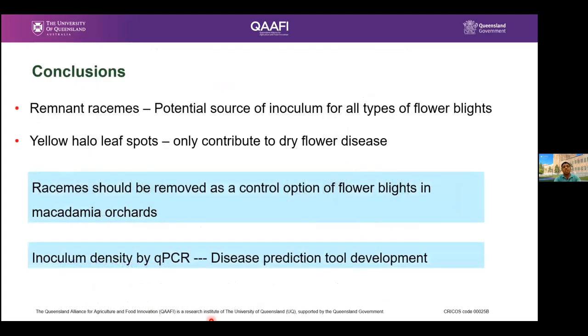So based on the findings, it can be concluded that the remnant racemes are the potential source of inoculum for all the three types of flower blights in macadamia, and also the yellow halo leaf spots only contribute to dry flower disease. So this suggests racemes from the previous flowering season should be removed from the tree canopy as a control option of flower blights in macadamia orchards. Also, the inoculum density that can be estimated by the qPCR assay could be used for disease development prediction tool development.